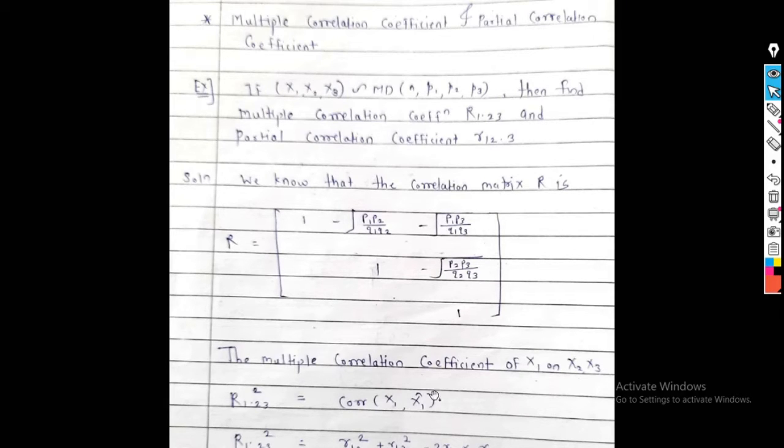So we have to calculate multiple correlation coefficient of x1 on x2 and x3. It is denoted by R1.23. First we will find R1.23 square and then we will find R1.23. So what is R1.23 square? It is the correlation between x1 and x1 hat, where x1 hat is the fitted value of x1. In the next semester, we will derive the formula of R1.23.